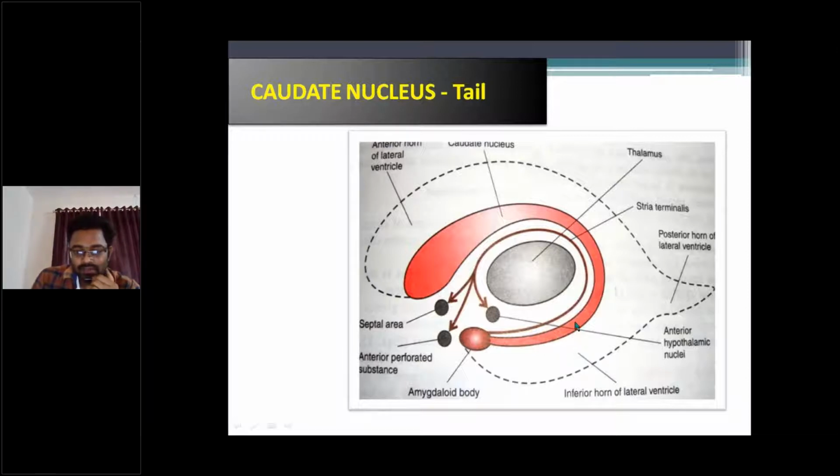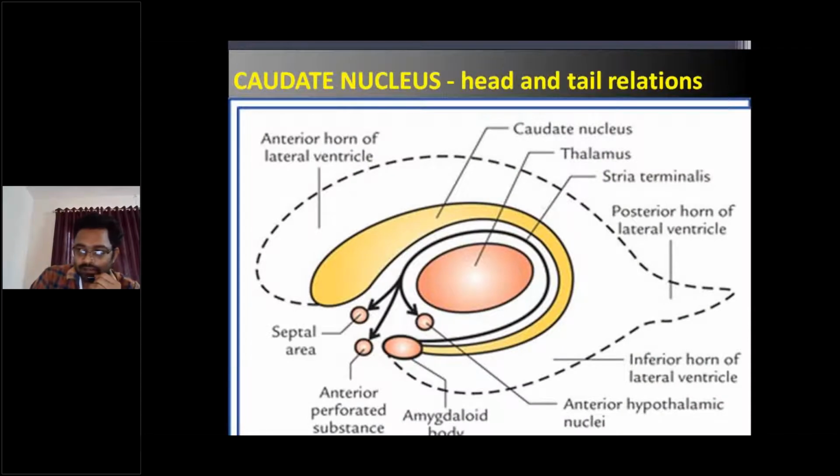Okay. So the tail of the caudate nucleus forms the roof of the inferior horn of the lateral ventricle. The termination of the tail contains a mass of gray matter which is called the amygdaloid body. This is the amygdaloid body. That's it about the parts of the caudate nucleus.